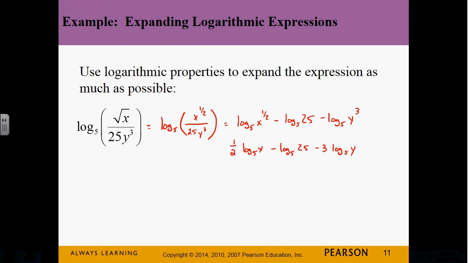And now, absolutely, that's going to be our last step: if we can simplify any of the logs, we need to simplify them. Since x and y are both variables, I can't do anything with those, but I do notice that 5 squared is 25, so I can rewrite minus 2 minus 3 log base 5 of y.